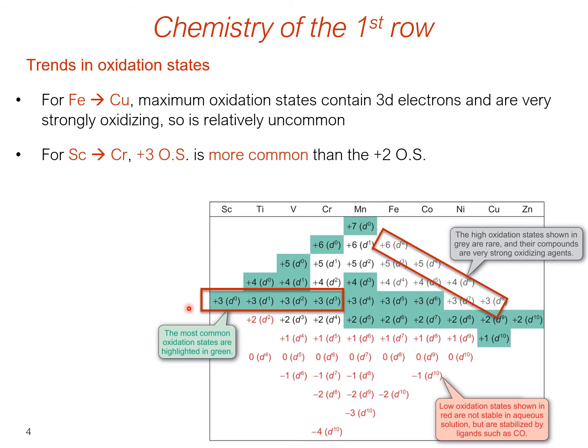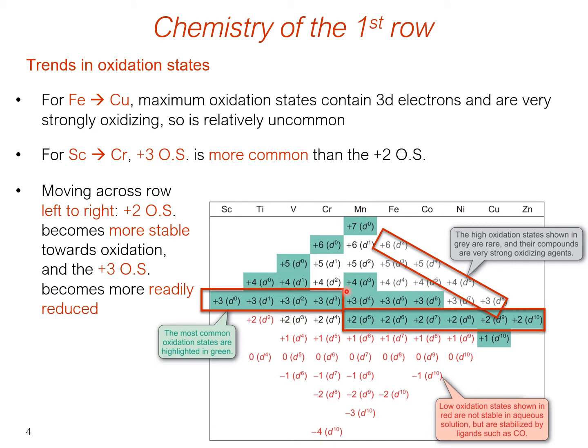At the beginning, we can see that the common oxidation state is +3. +2 is possible, but not that common. Although when we get to the right-hand side of the period, or the row, sorry, the +2 oxidation state becomes more common. There's a bit in the middle where +3 and +2 are both really common, but from nickel onwards, +3 is rare and unstable, and +2 is what's common.